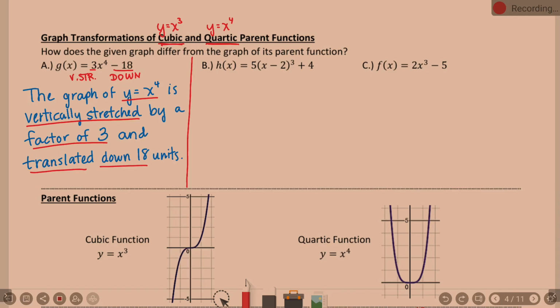So, okay, what about B? H of x equals 5 times x minus 2 to the power of 3 plus 4. What do you think? What do you see?